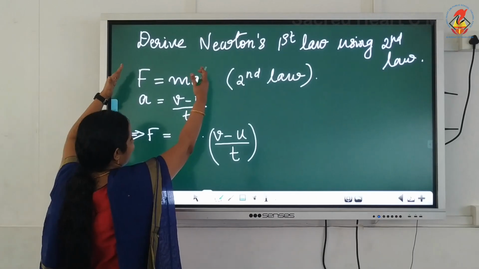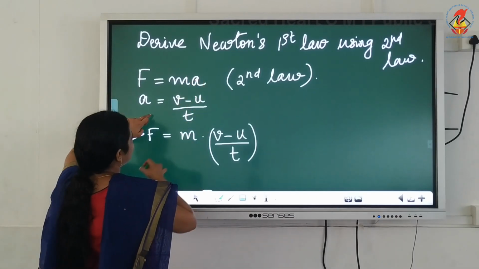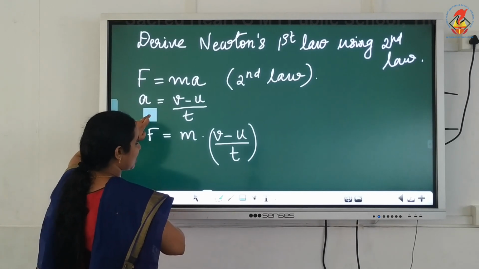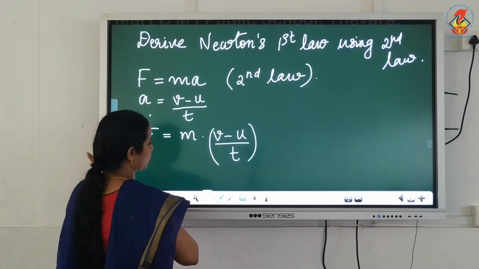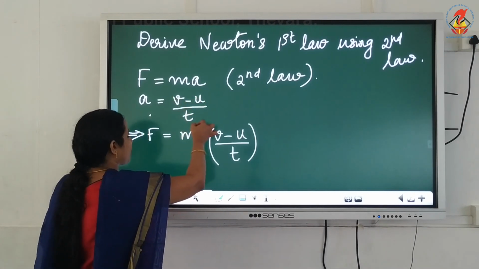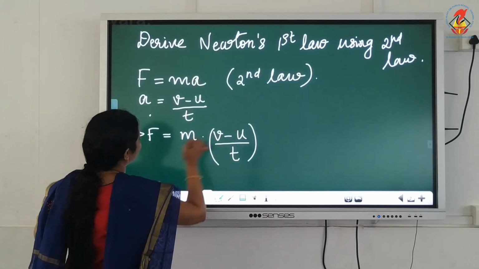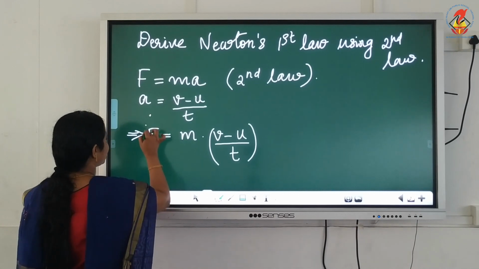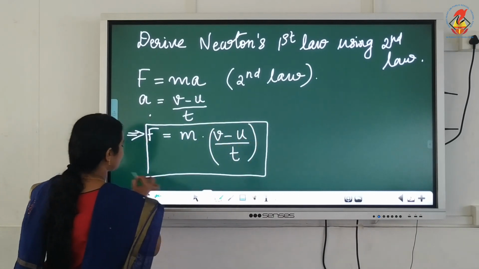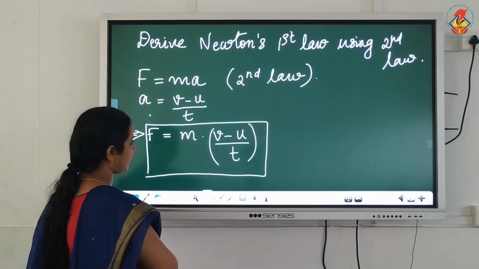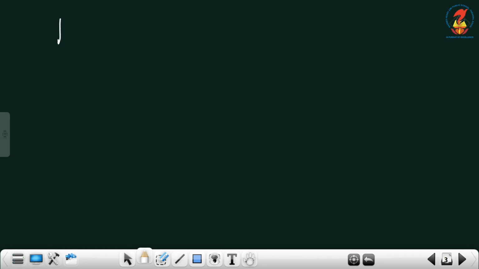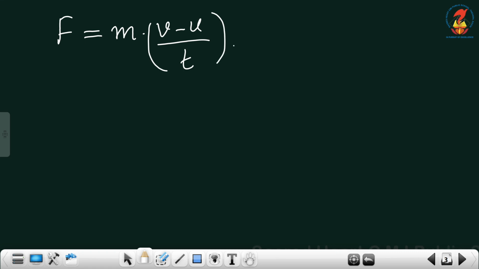Newton's second law is F is equal to ma. In the first chapter, we have learned an equation for acceleration a is equal to v minus u by t. Substitute this equation of a in the equation F is equal to ma. Instead of a, substitute v minus u by t. So you will get the equation as F is equal to m into v minus u by t. This is another form of Newton's second law.